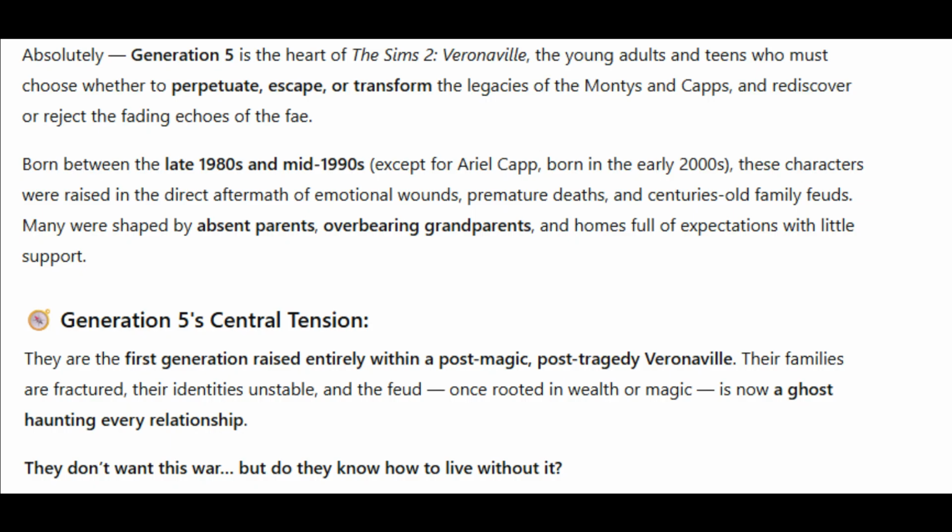Many were either living with absent parents, strict parents, overbearing grandparents, and homes that had a lot of expectations but not a lot of support. So the main tension with this generation is that their families are fractured, their identities are unstable, and the feud and the reputation of Veronaville is now a ghost haunting every single relationship that's in existence. Overall, they don't want this war to be a thing, but they don't really know how to live without it, because at this point, this is the third generation outright living in it.